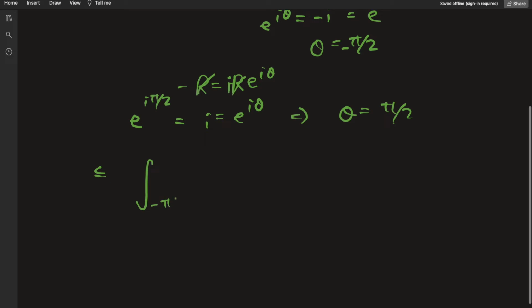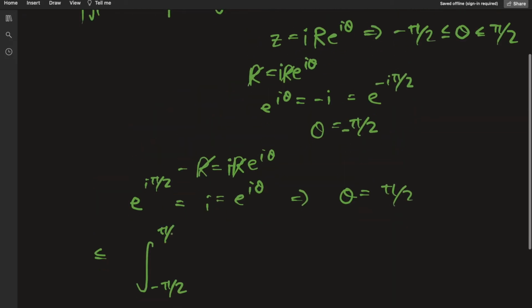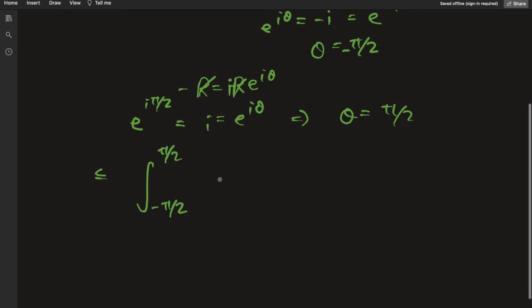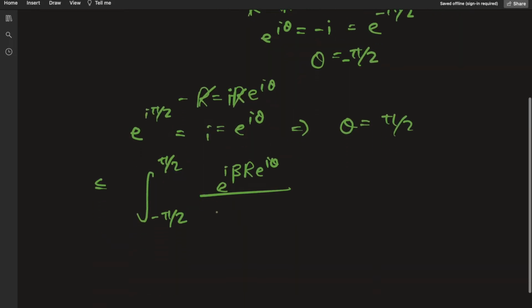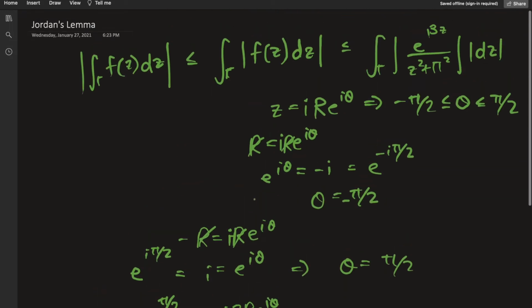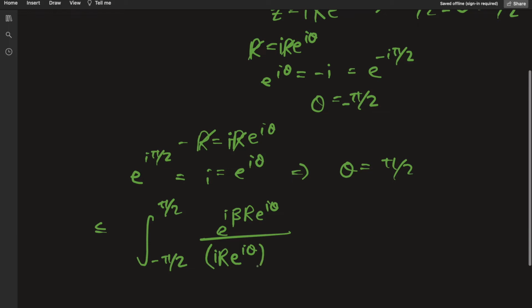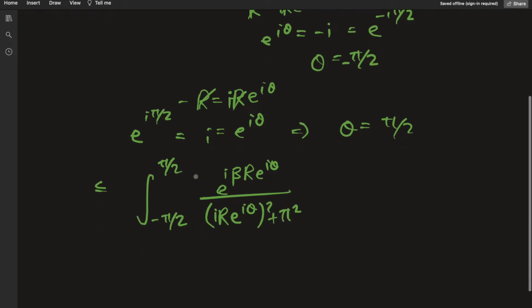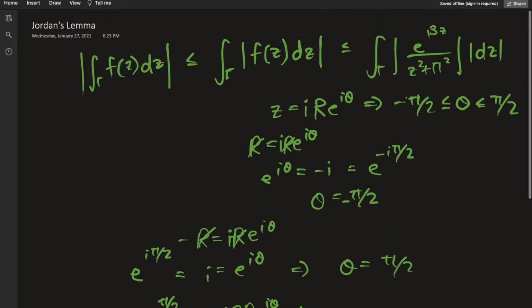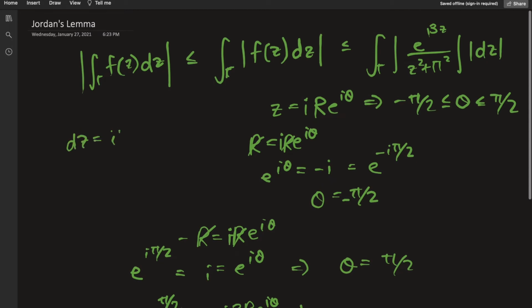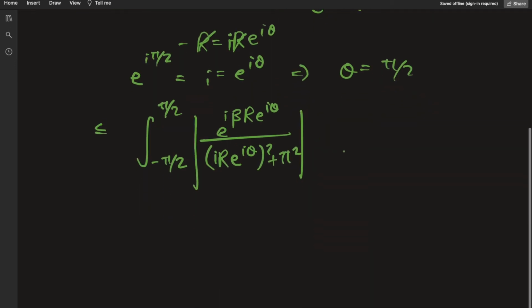integral from negative pi over 2 to pi over 2 of e raised to i beta r e to the i theta over i r e raised to i theta, but the whole thing squared, plus pi squared, everything under modulus, and dz is going to be i times i, which is negative 1, r e to the i theta d theta.